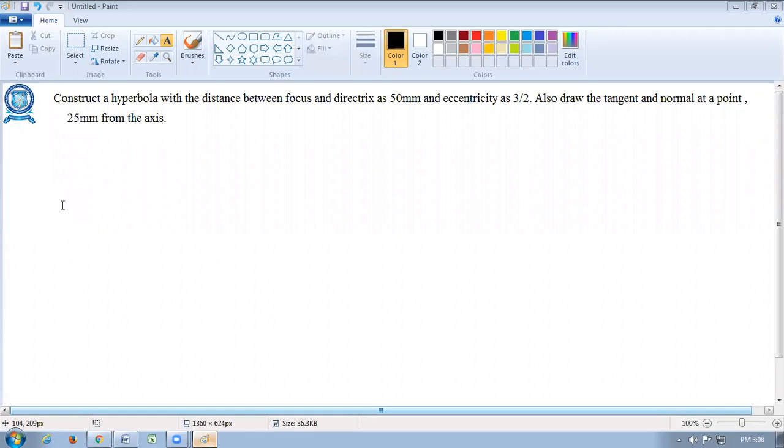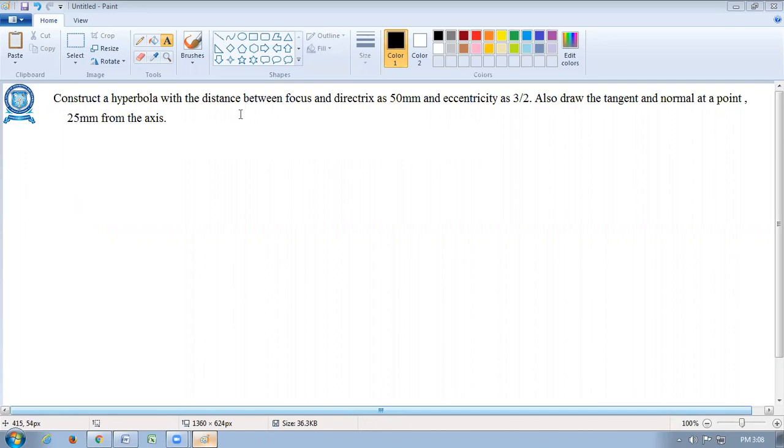Today we are going to see how to construct a hyperbola. Okay, so this is the question. Construct a hyperbola with the distance between the focus and the directrix as 50 mm and the eccentricity as 3 by 2.